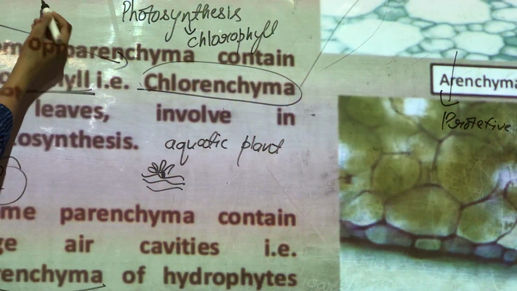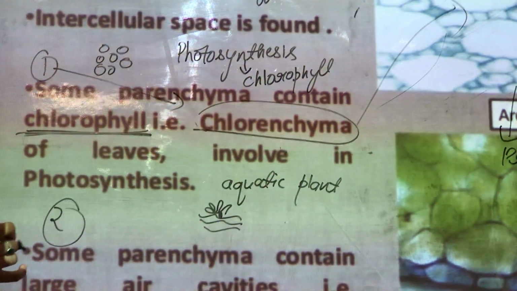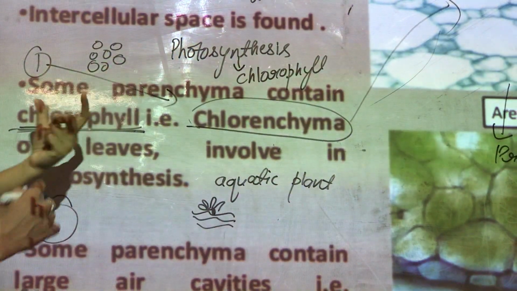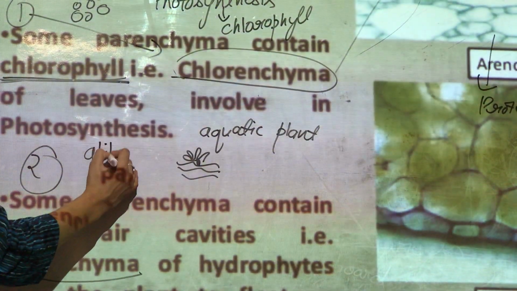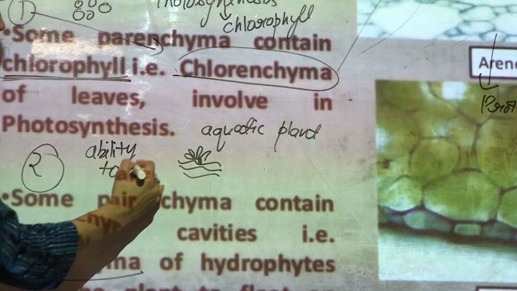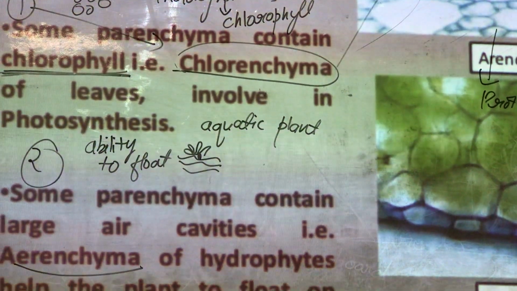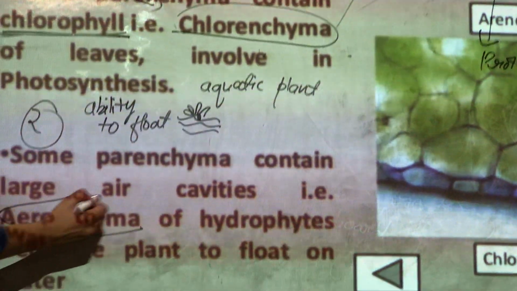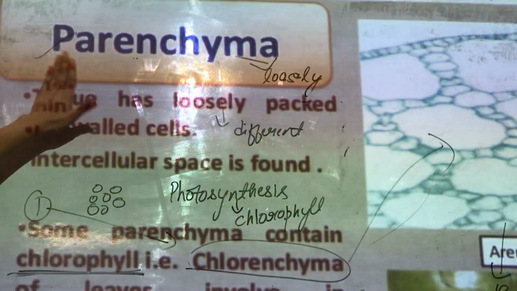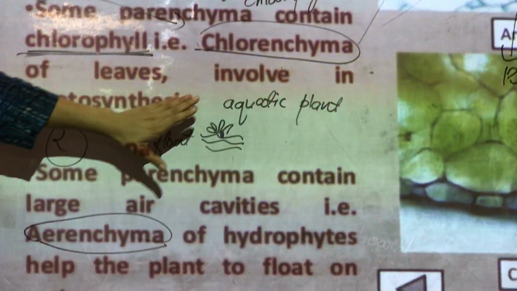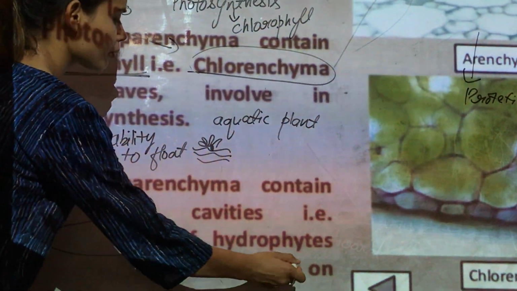Because of the presence of small holes in between the tissues, they provide buoyancy. Buoyancy means the ability to float. That is because of a type of tissue present in them, which is aerenchyma. Aerenchyma is another type of parenchyma tissue present in aquatic plants, which provides them the ability to float on the water.